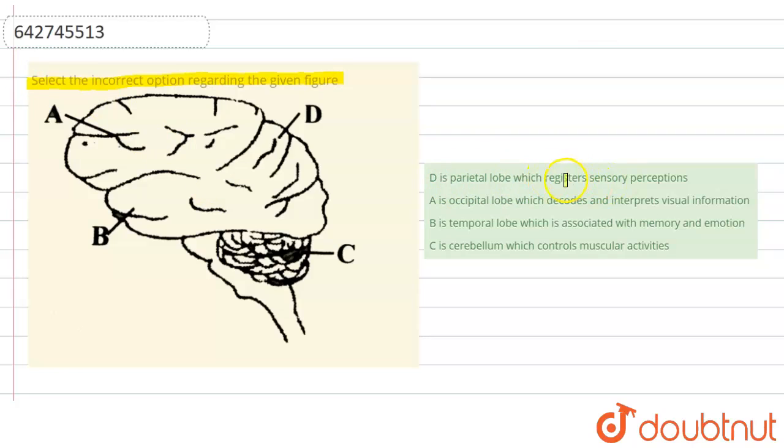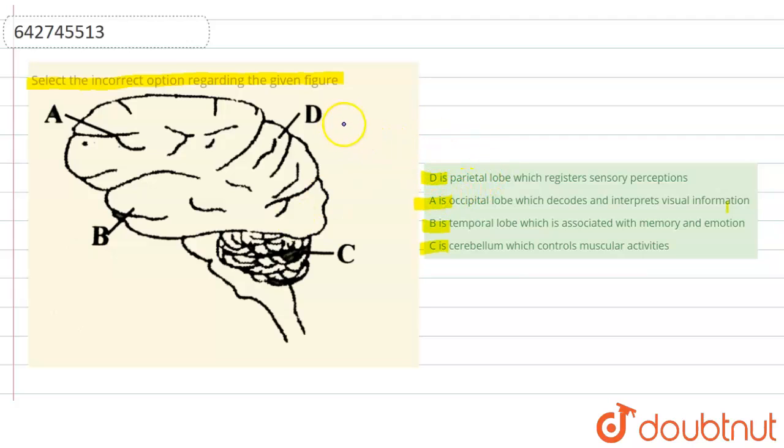The question here is: select the incorrect option regarding the given figure. D is the parietal lobe which registers sensory perception. A is the occipital lobe which decodes and interprets the visual information. B is the temporal lobe which is associated with the memory and emotion, or C is the cerebellum which controls the muscular activity here, right? So let's see the answer now.